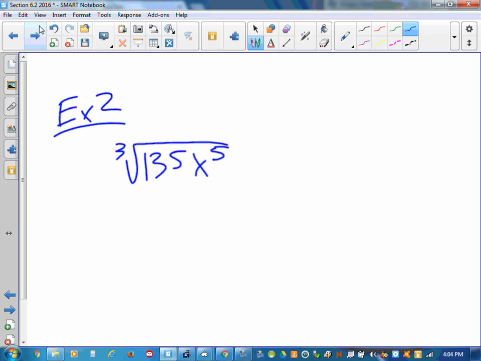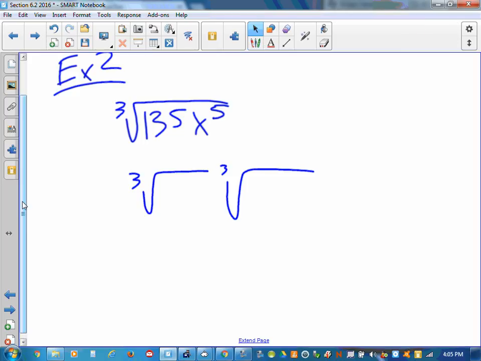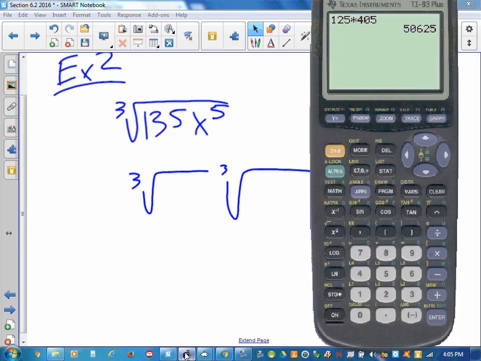We're going to break this up. We're going to take out the largest perfect cubes. We're going to split it up into what we can take the cube root of and what we can't take the cube root of. So here we go. Cube root and cube root. You're like, well, how do I know what to divide out? Well, let's just start dividing by perfect cubes. So I have my colored paper in front of me, and I have 135.